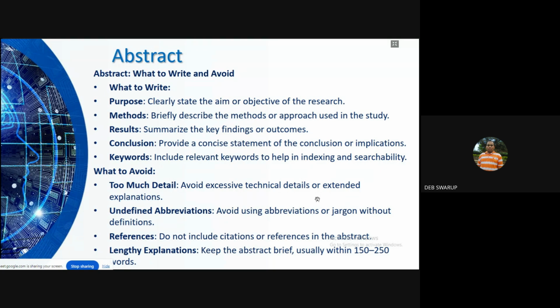Clear? In methods, it should be very briefly described. You do not start describing everything in the abstract. We just need to know what method you have used, just a word. And that word will necessarily be included in the keywords. Clear? The results. In the results, we will summarize our outcomes and findings. We will not describe in detail what we have.